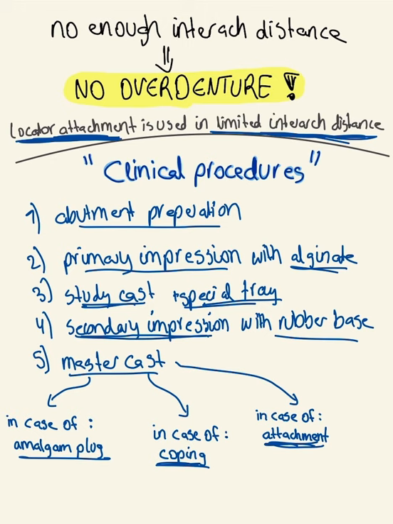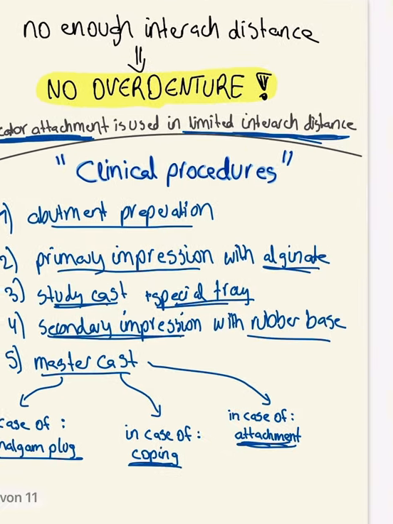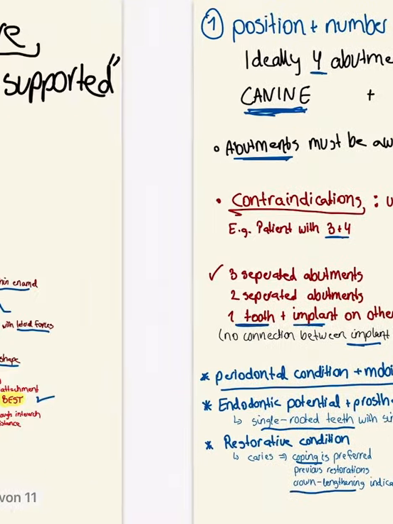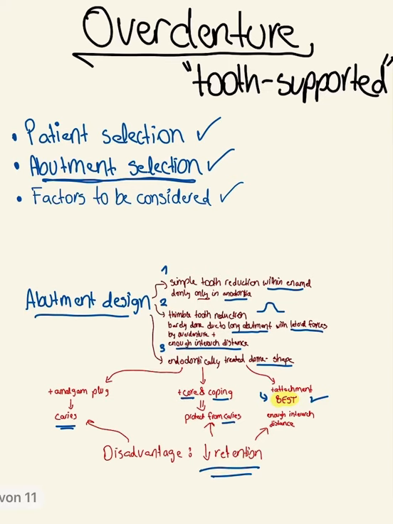Because the attachment has two parts, one on the abutment and one in the denture and the fitting surface. So actually that's it. This is a short summary of the tooth-supported overdenture. Very, very important is the abutment selection. Yeah, I hope you understood it.